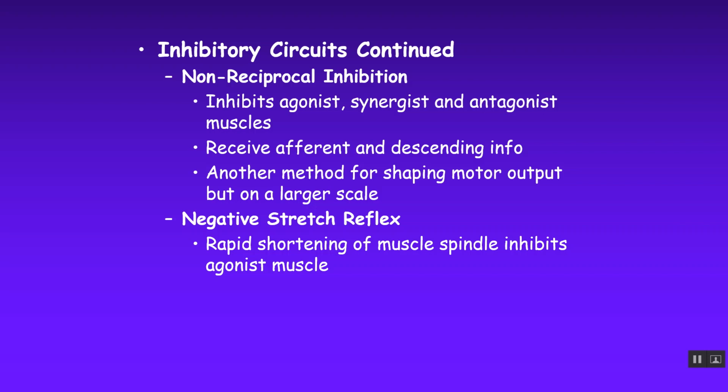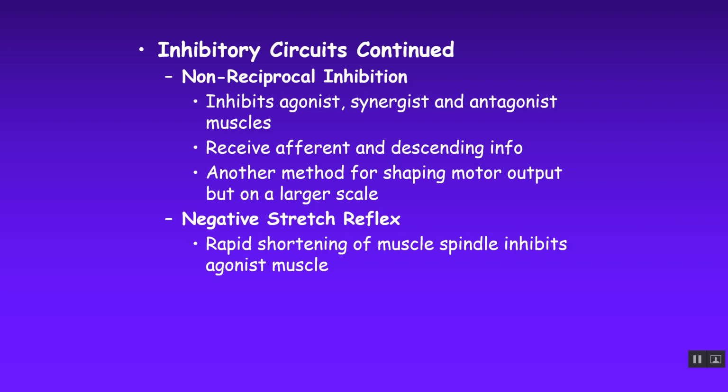So that would be a form of non-reciprocal inhibition, a way of just down-tuning your entire muscle nervous system, down-regulating it so you can use it more effectively, smoothly, efficiently. So that's what we use to shape big muscle output negatively or for a positive result, but we want to down-regulate things, not get it too hyped up.